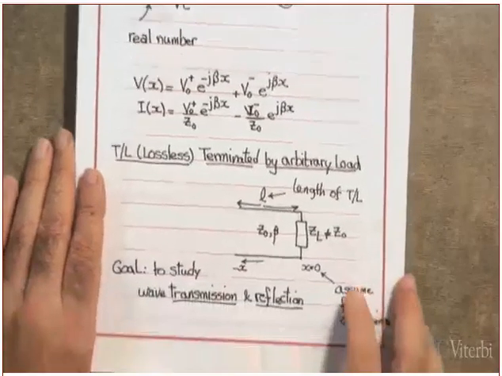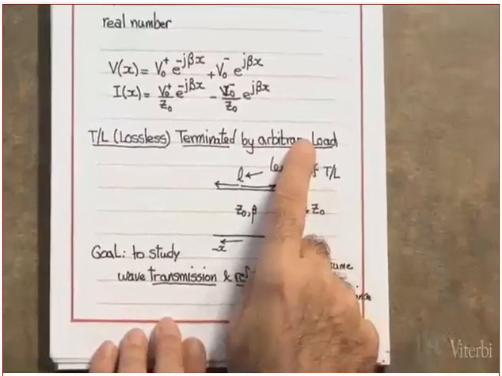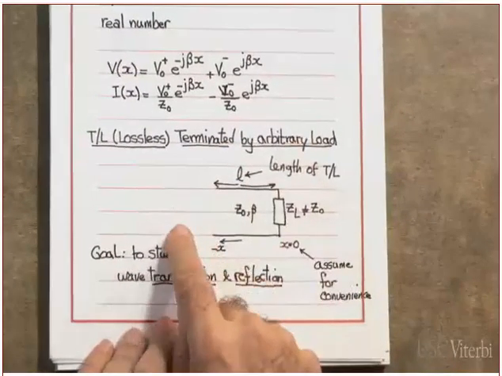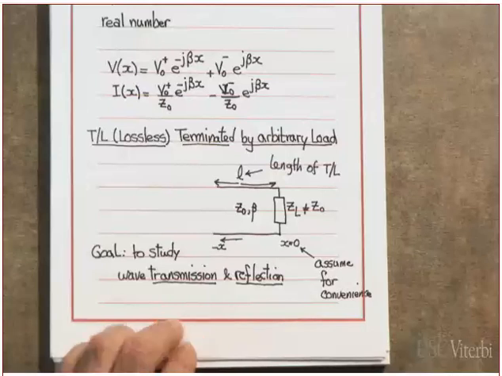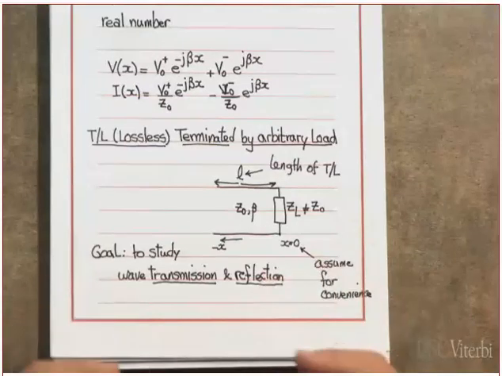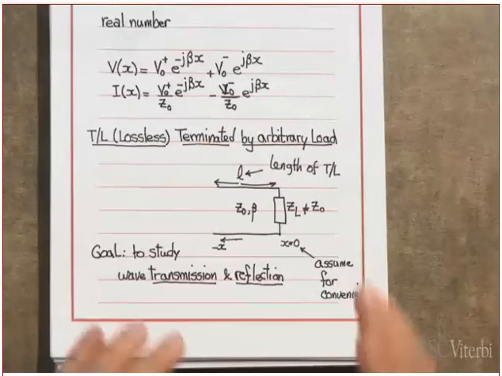Okay, good. Now let's look at the termination first of all, which means I am not looking at the source. When I'm not looking at the source, I am assuming that the transmission line is matched to the source. What does that mean? We will get to it in a minute. Did you get my point or not? We'll get to it in a minute.